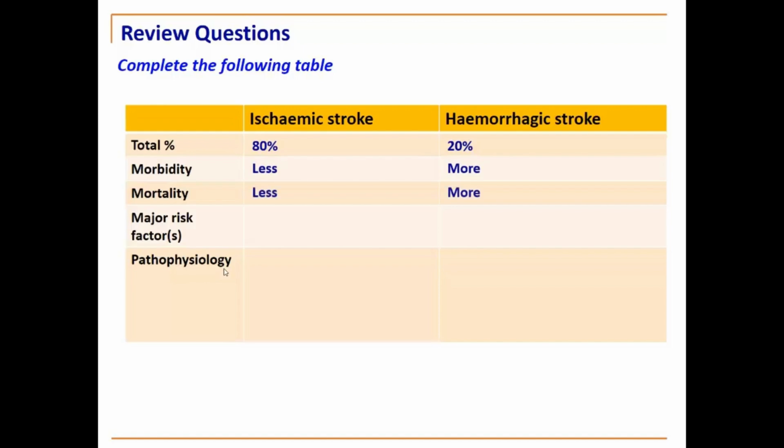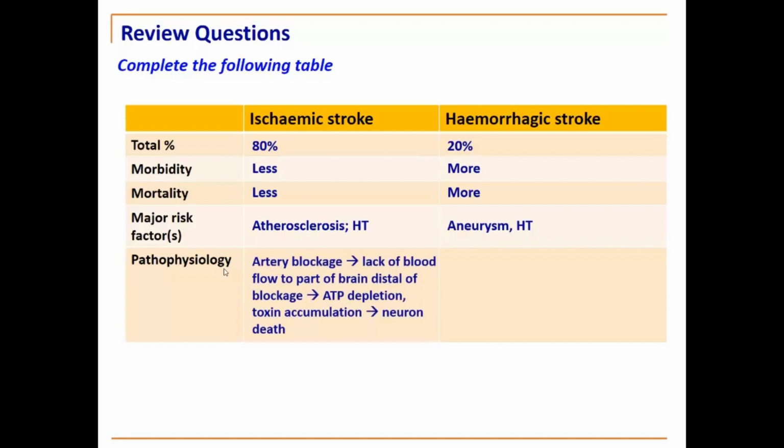Major risk factor for ischemic stroke: atherosclerosis and hypertension. Hemorrhagic stroke is aneurysms and hypertension. And the pathophysiology, well, we've talked about this already.